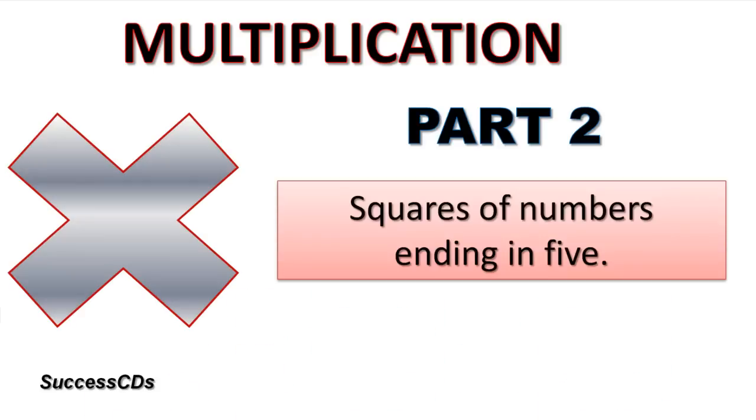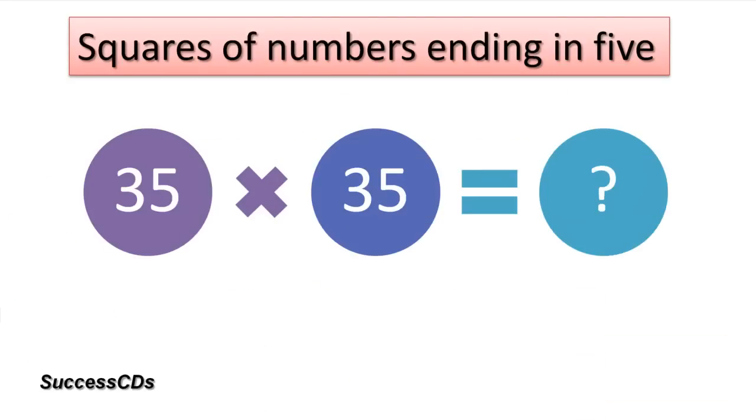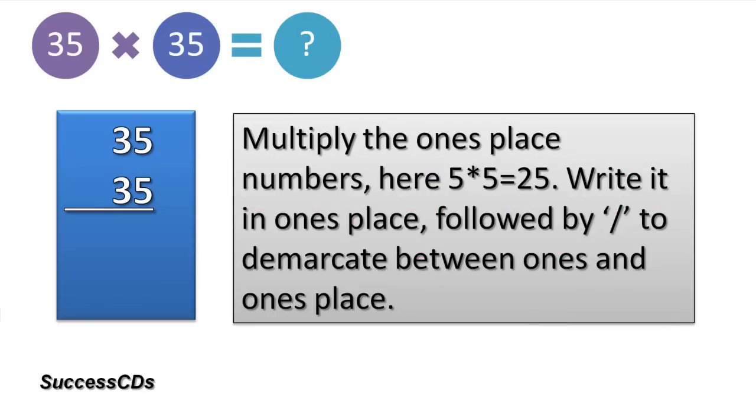The next type of product where visual techniques can be used is when we have to find the squares of numbers which are ending in 5. Here is an example, 35 multiplied by 35. That is, we will find the square of 35. Now we will multiply the ones place numbers. 5 multiplied by 5 is equal to 25.